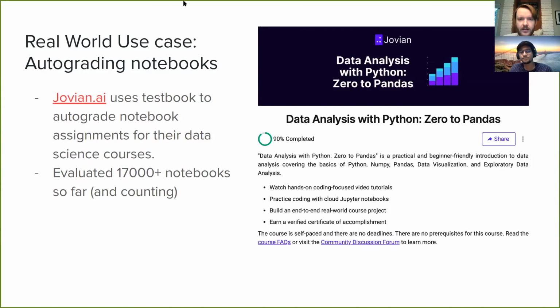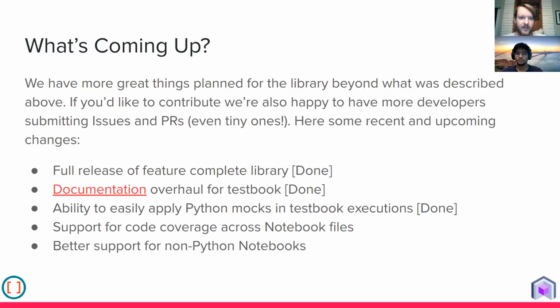Thanks, Rohit. So, the roadmap of Testbook. What's coming up? We actually got through a lot of the roadmap past what was expected when this project came to an initial conclusion at a stable point. But there are some things we want to keep working on. Big things include adding support for code coverage across the notebook files. You might want to know how many lines of code in the notebook are covered by tests, which is an easy way to indicate whether you've tested everything.